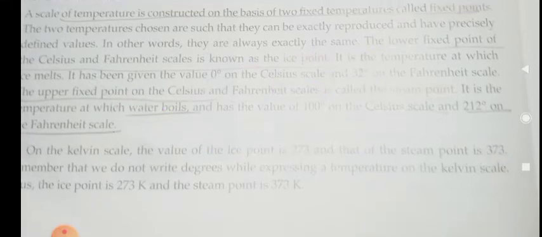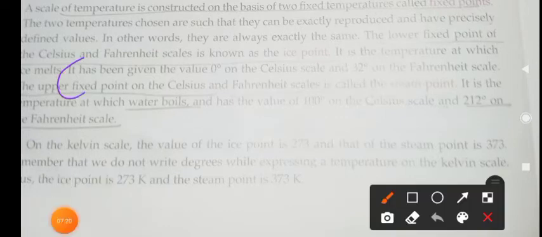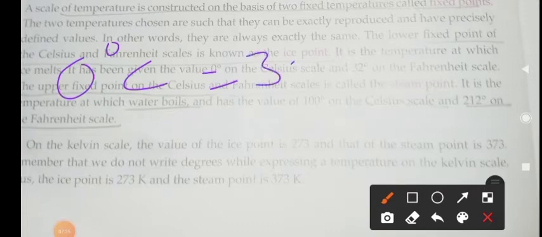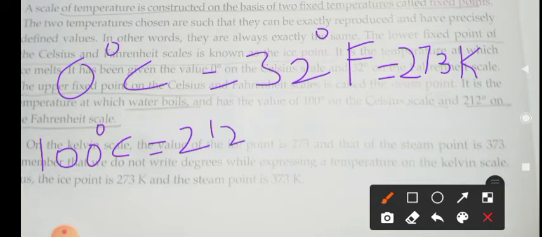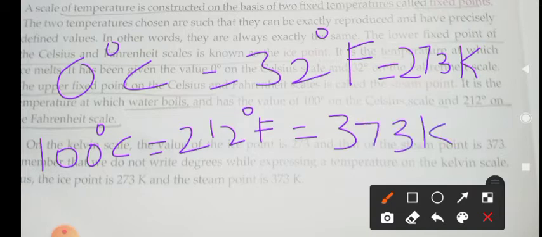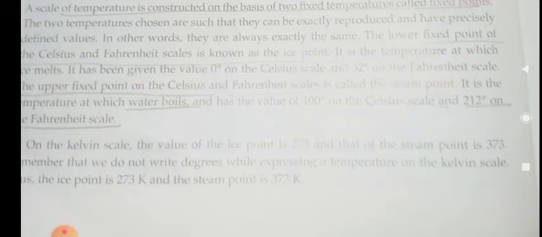Similarly, 0 degrees Celsius is equal to 32 degrees Fahrenheit, which is equal to 273 Kelvin. All three are equal. Similarly, 100 degrees Celsius is equal to 212 degrees Fahrenheit, which is again equal to 373 Kelvin. Okay, children, do you understand? So these are the fixed points of the three different scales of temperature.